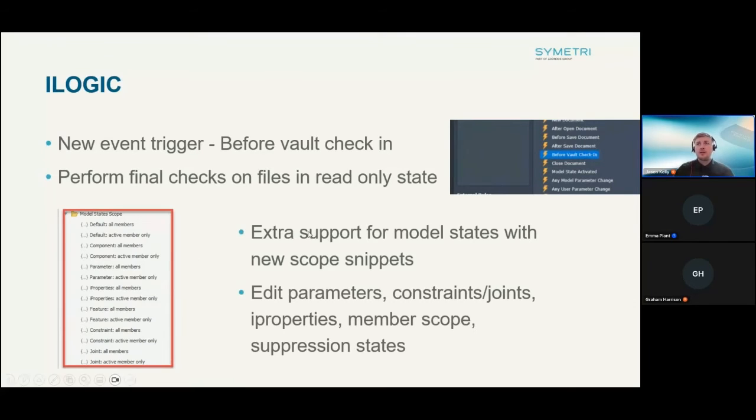So one of the other tools they've added is to model states. Model states was introduced back in 2022, but we now have extra support for model states. So we can start to edit parameters, edit constraints with these new scope snippets. Again, this is going to be helpful for things like running it on event triggers if you're wanting to close a document, but make sure you've got a particular member scope active.